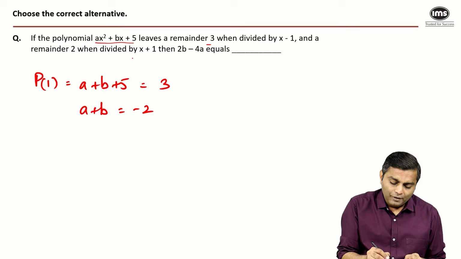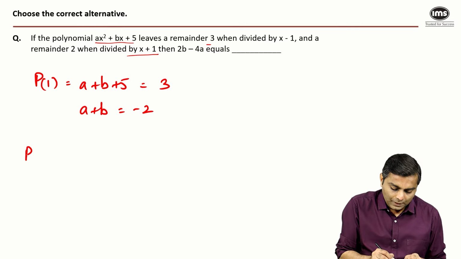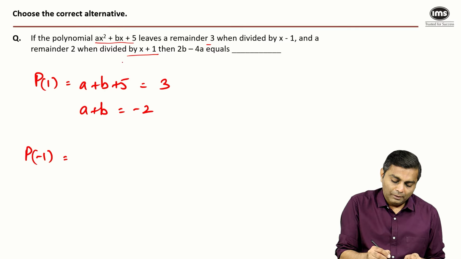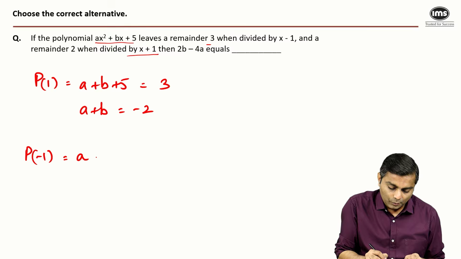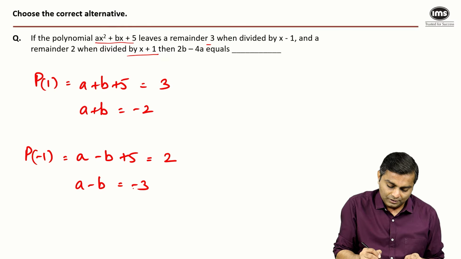And remainder 2 when divided by x plus 1. So, P of minus 1. Minus 1 means x is equal to minus 1. So, A will be positive because it is squared, minus B plus 5, which is equal to the remainder of 2. So, from here you know that A minus B is equal to 2 minus 5, minus 3.